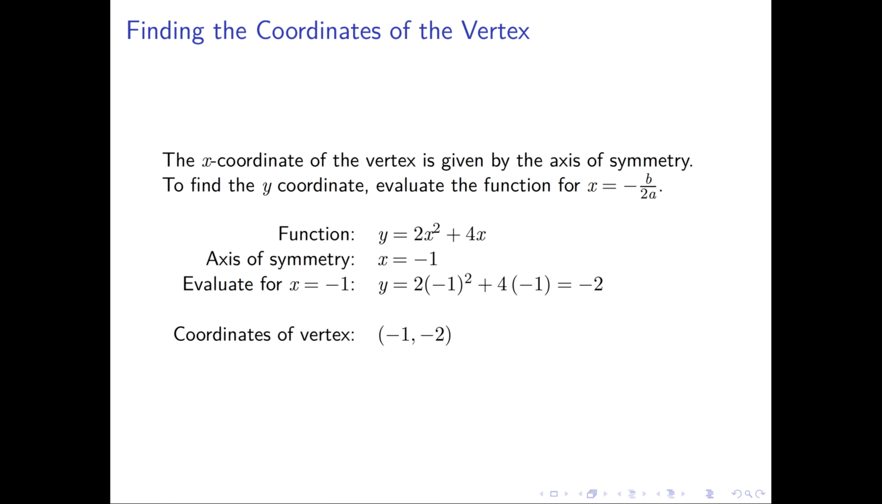For the function y = 2x² + 4x, we learned that the axis of symmetry was x = -1. We evaluate the function for x = -1, and we find y = 2 times (-1)² + 4 times (-1). That all equals -2. So the coordinates of the vertex are (-1, -2).